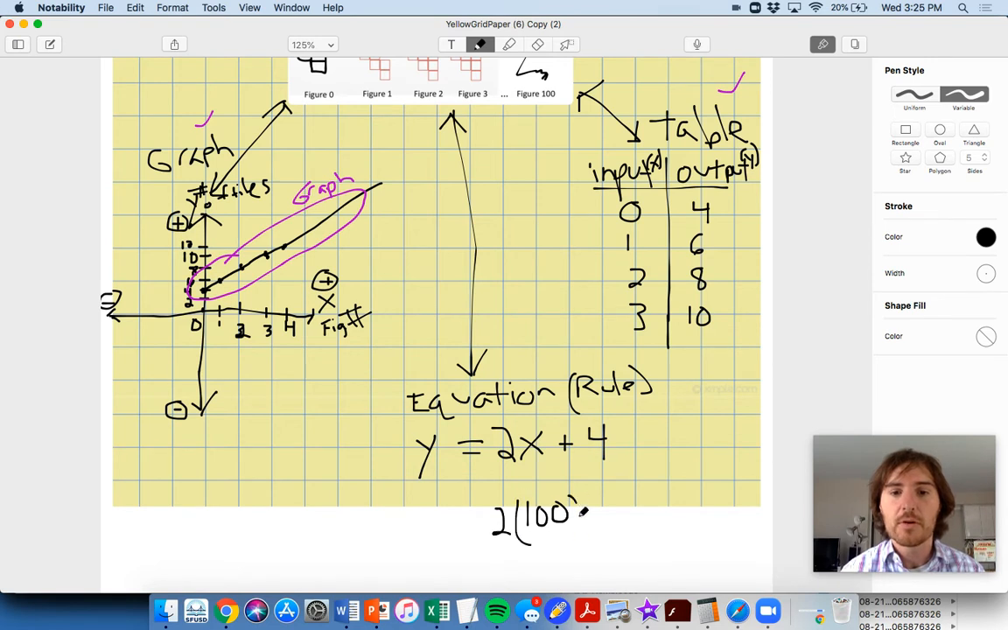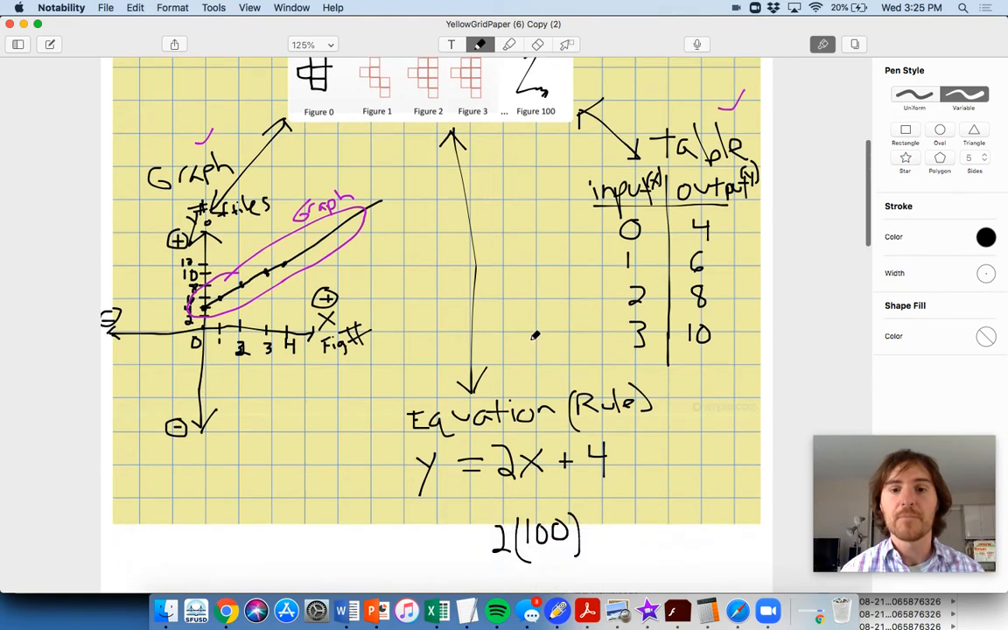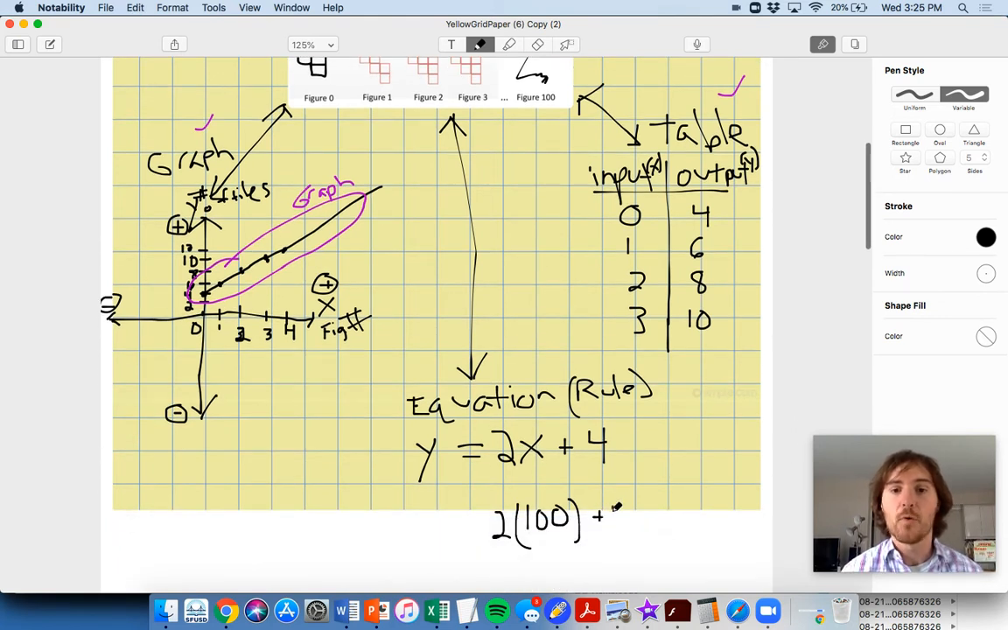Because the idea is, if I'm trying to get figure number 100, remember figure number is the x, I would have to multiply that by 2. So we would have 200 new tiles in figure 100. And then we can't forget to add this piece right here, which is the starting amount. So that's plus 4, right? So figure number 100 would have 204 once we simplified everything over here, okay?